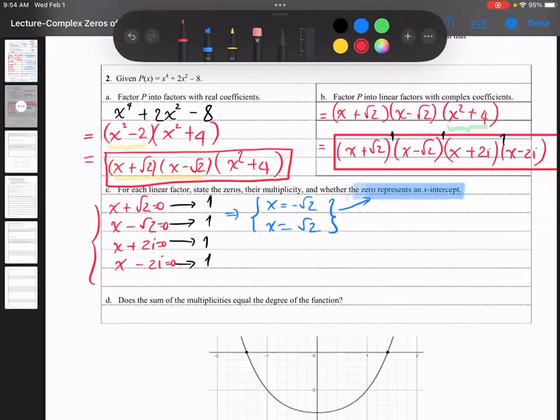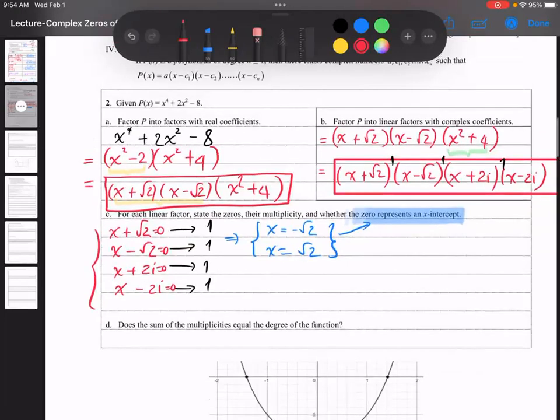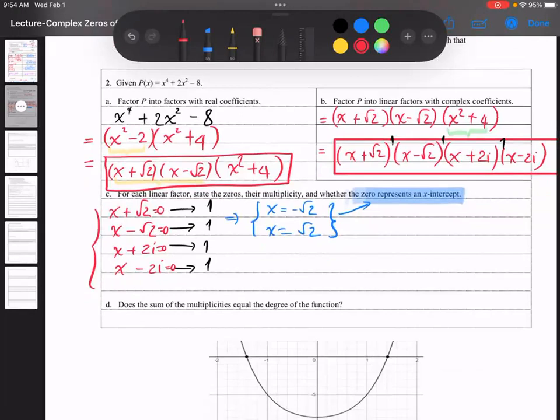Do you have any questions so far? It's kind of similar to what we did last time, right? Like I said, it's a good review for your exams, even though it won't be in your exams. Does the sum of the multiplicities equal the degree of the function? Yes, right? They all add up to 4. So yes.